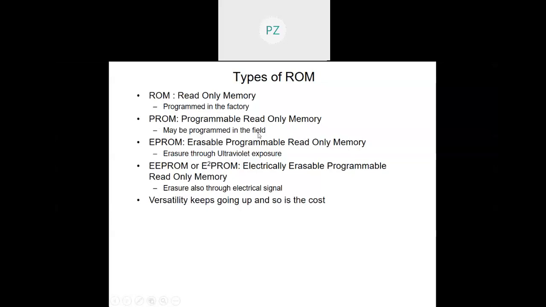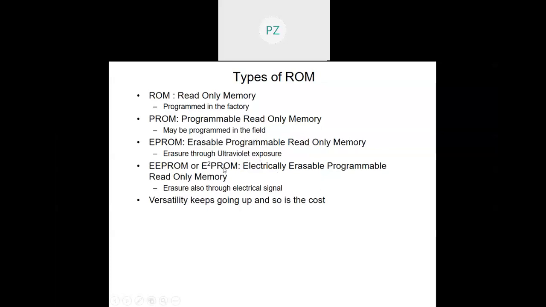Then there is erasable programmable read-only memory. Once you programmed it in the field, the application is over. Now you want to reuse that ROM for another application. So till now it was not erasable. Whether you programmed it in the factory or you programmed it in the field, that remains intact once and forever. But EPROM, or erasable programmable read-only memory, is where you can put those fuses back through some ultraviolet exposure.